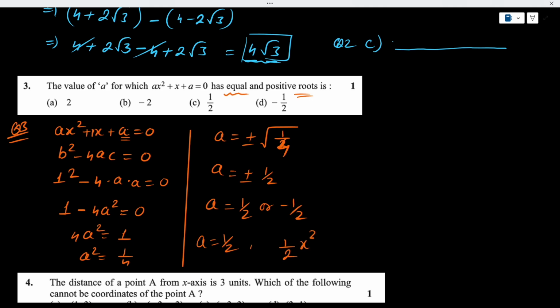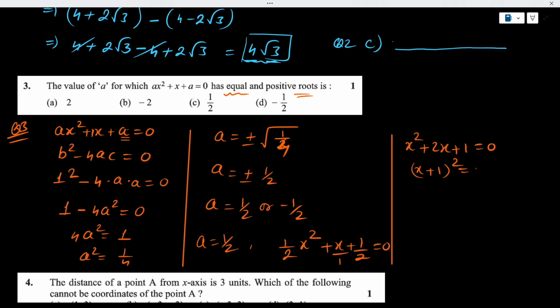1 by 2x square plus x plus 1 by 2 is 0. Now if I do the further simplification, what are we going to get? Get the LCM, your LCM is 2, so you'll get x square plus 2x plus 1 is equal to 0. Now this is nothing but a plus b whole square. I can write it as x plus 1 whole square. And if you do this, your roots are minus 1, two equal roots.